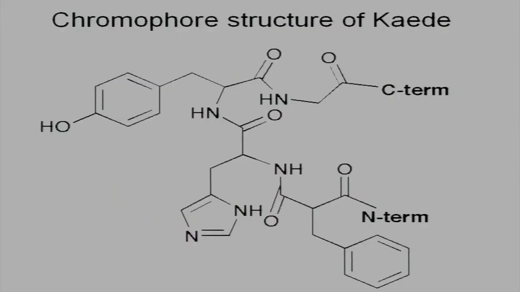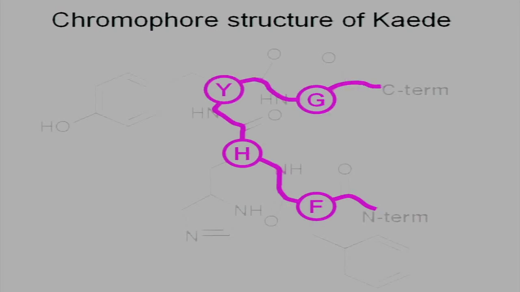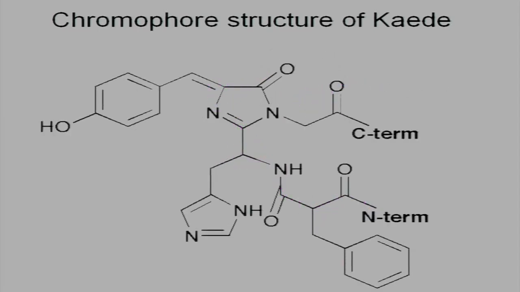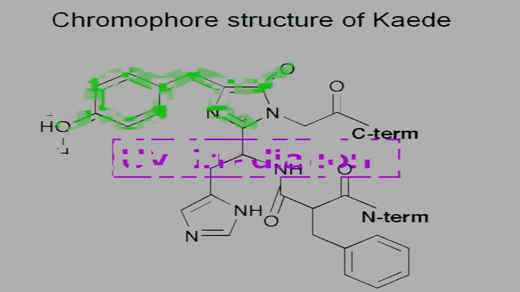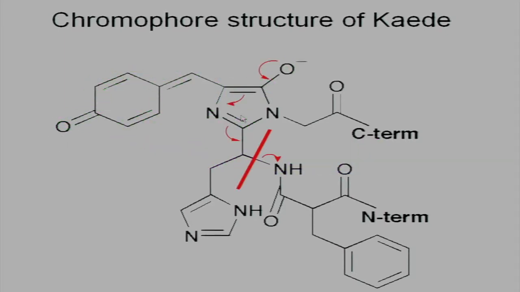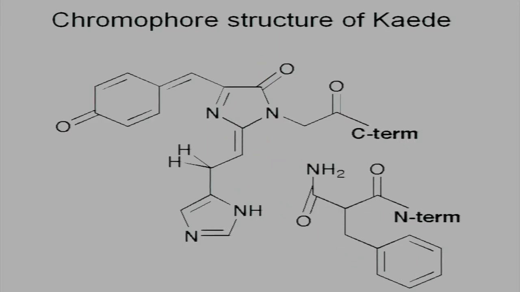Now, Kaede has HYG: histidine, tyrosine, glycine. And histidine has an imidazole ring as a side chain. So this is very important. Through those three reactions, cyclization, dehydration, and oxidation, the green chromophore is formed, and then the UV irradiation brings about a change in charge distribution like this, and the cleavage of a peptide chain. So, the light-induced cleavage of the main chain.